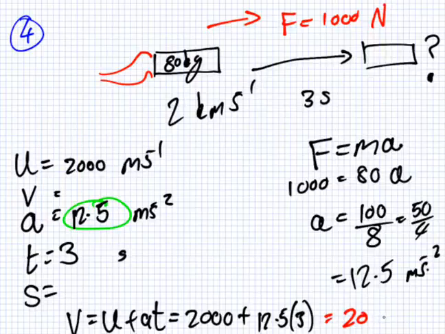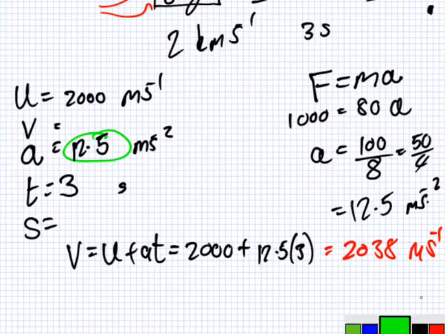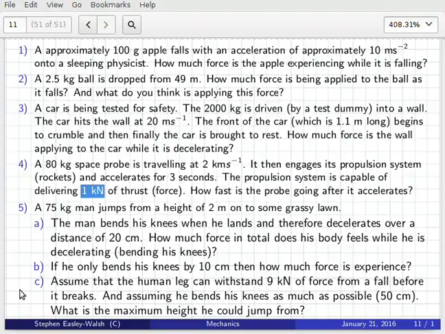An 80 kilogram space probe is traveling at 2 kilometers a second. It then accelerates for 3 seconds. The propulsion system is capable of 1 kilonewton of thrust. How fast is the probe going after it accelerates? Why did I get this question? Alright, what number is this now? 4, is it? Yeah.